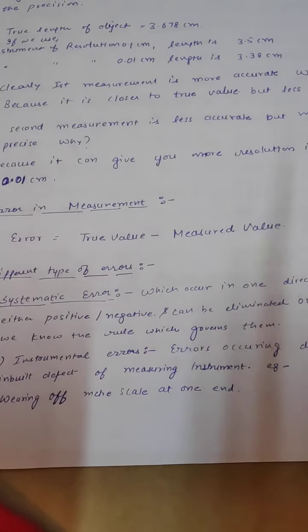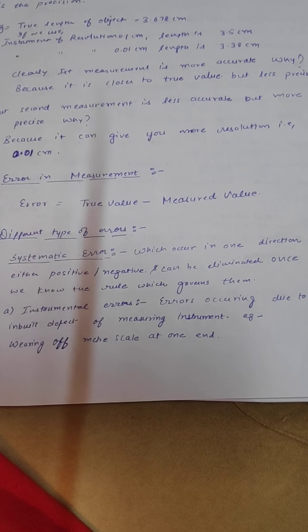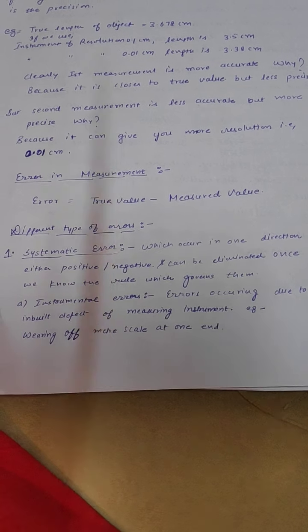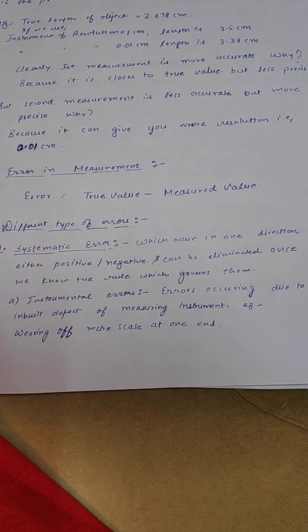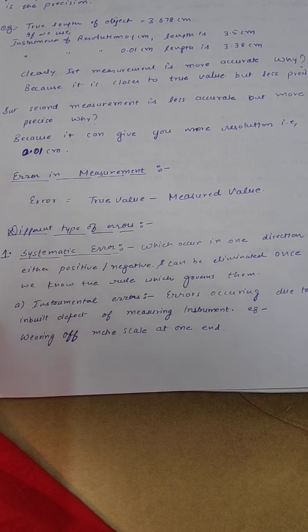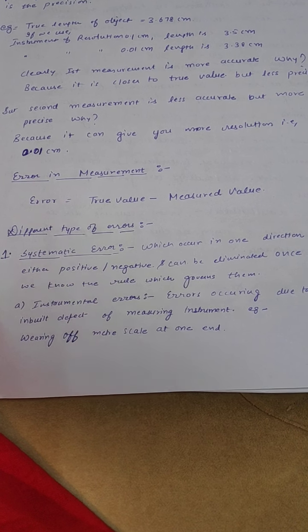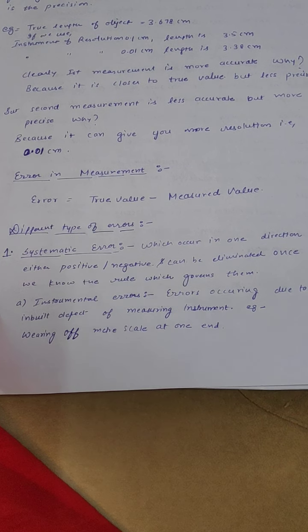Systematic errors. First error we have is systematic errors. Systematic errors are that type of errors which occur in one direction. They may be positive or negative, and they can be eliminated once you know what is the problem in the rule which governs them. There are many types.